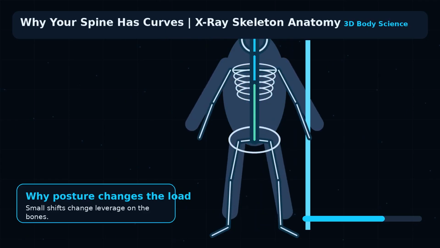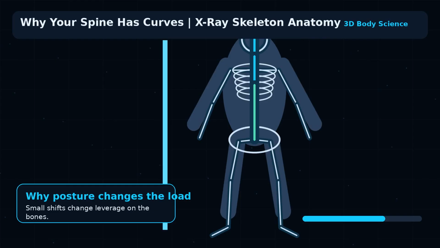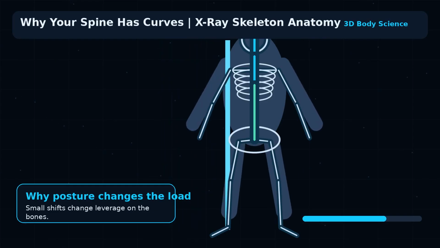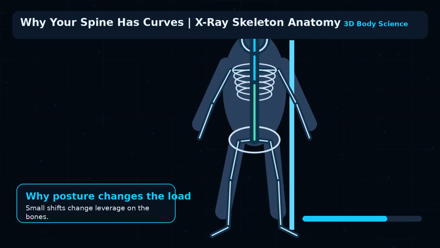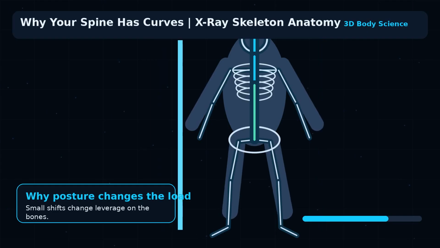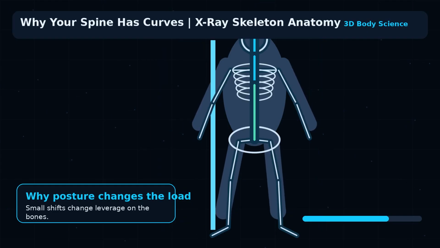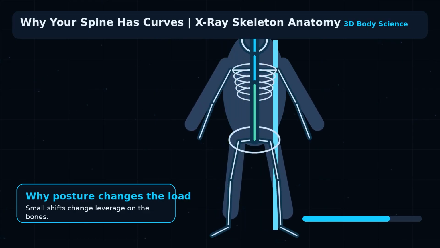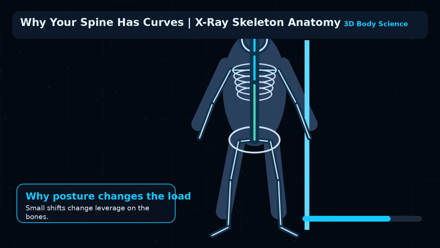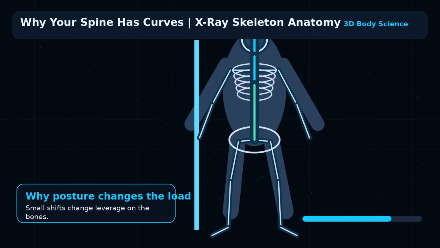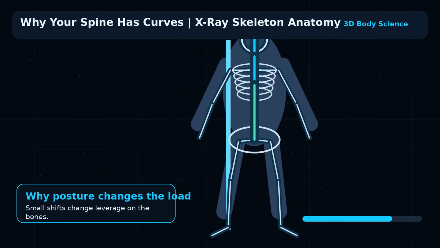This does not mean every click, curve, shift, or asymmetry is automatically a problem. Human bodies are variable. Skeletons are not perfectly symmetrical machines. But understanding the mechanics gives you a better mental model. Instead of thinking something is randomly wrong, you can ask, what bones are moving, what direction is the force going, and what other joints are part of the same chain?